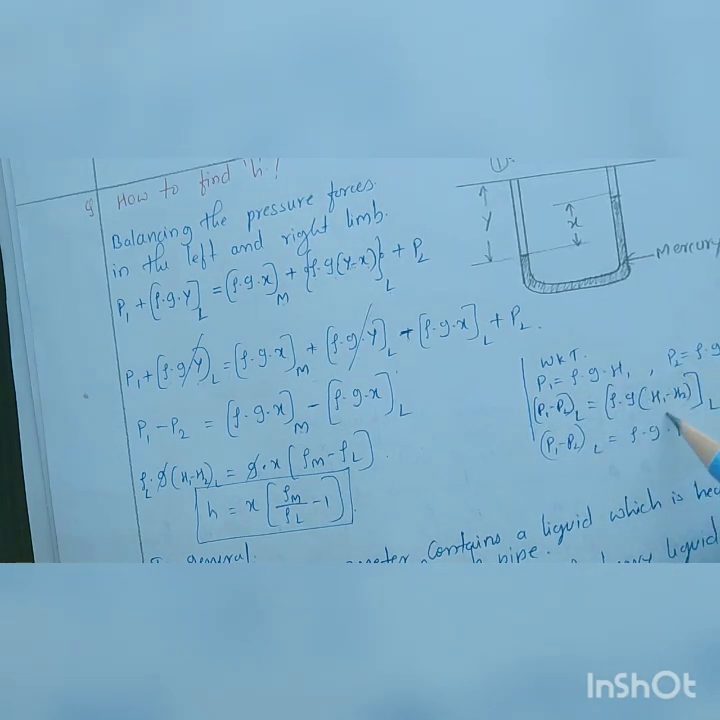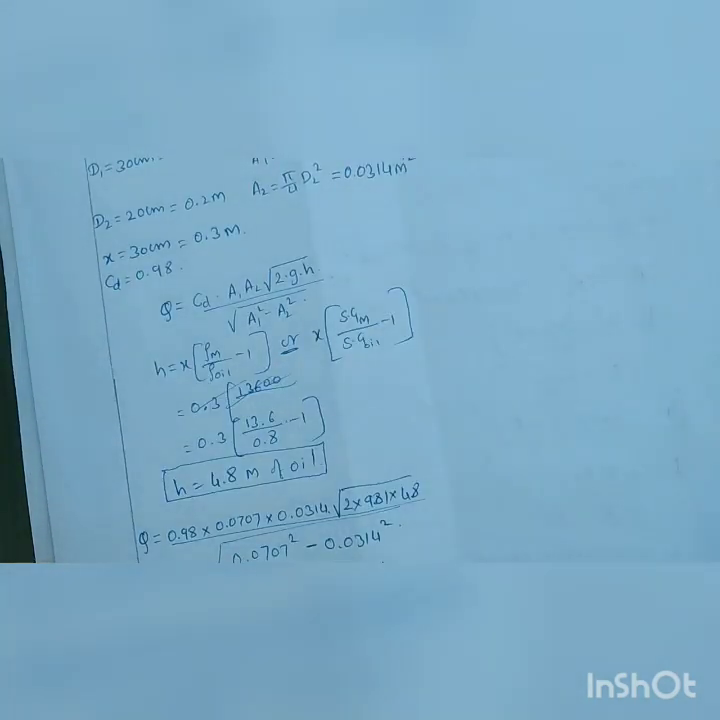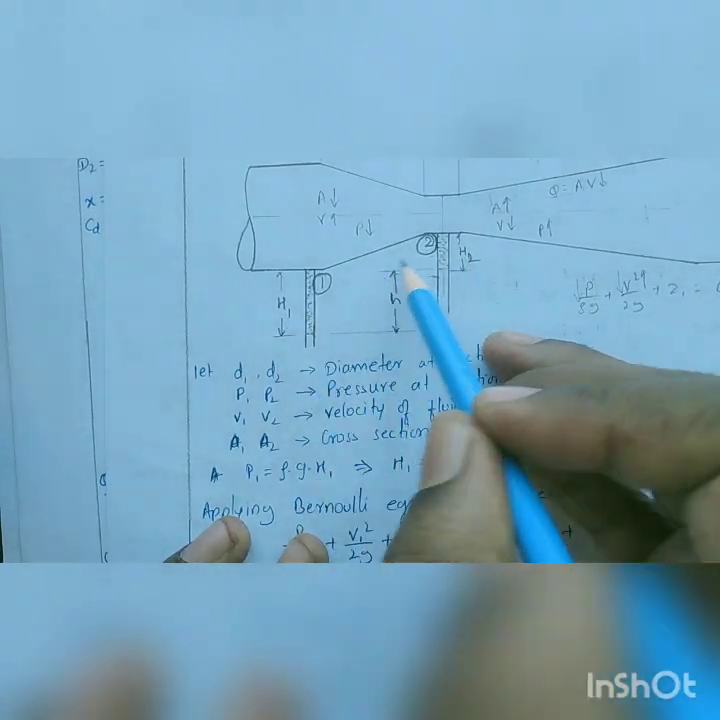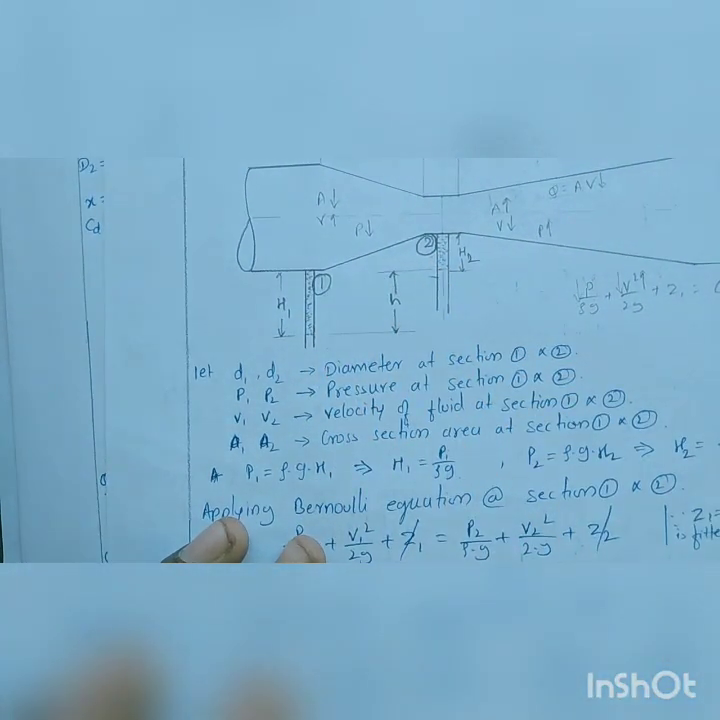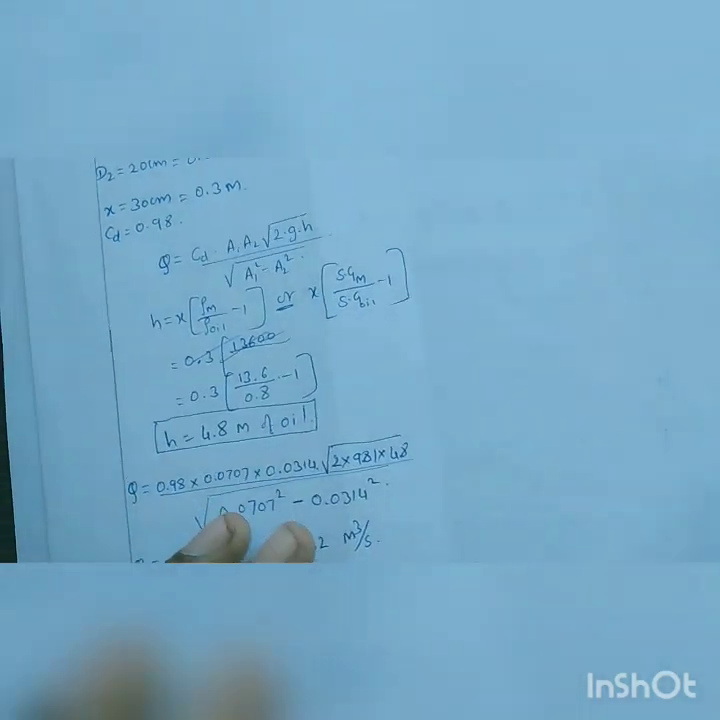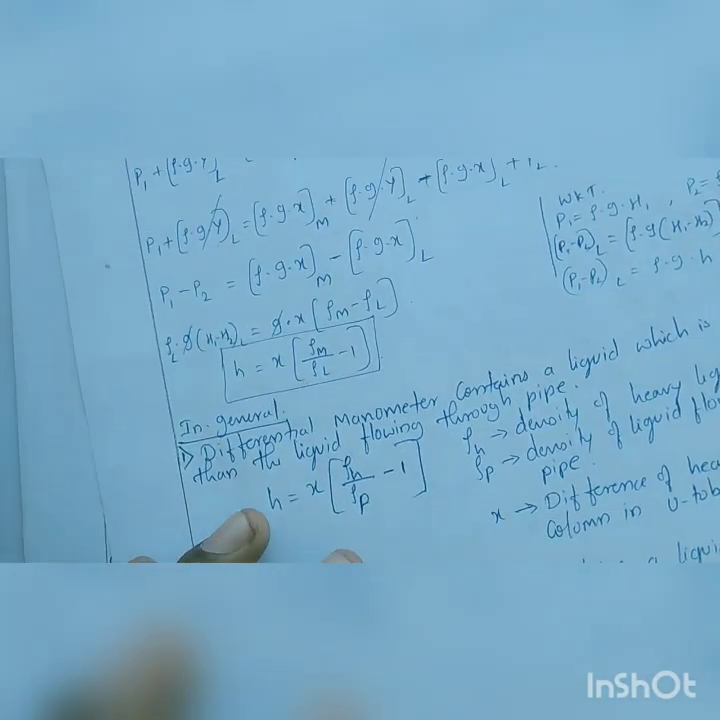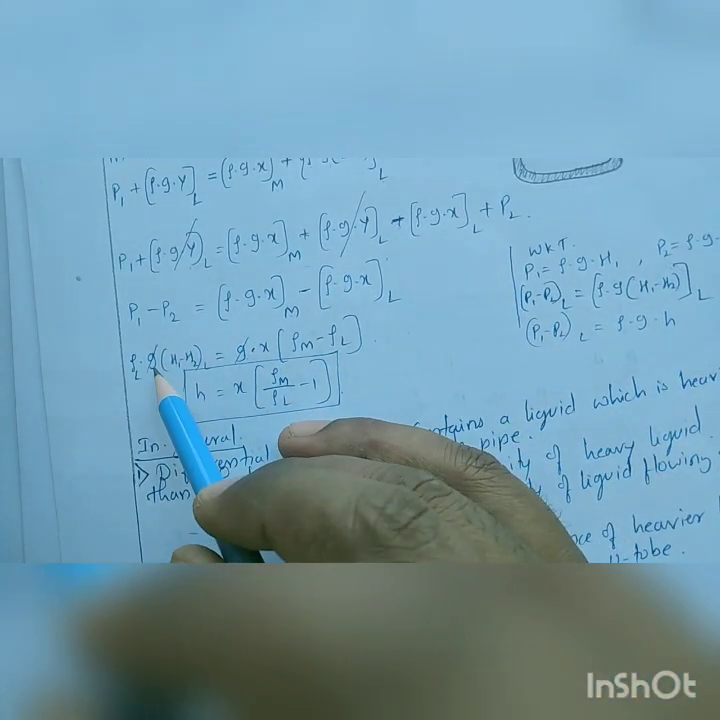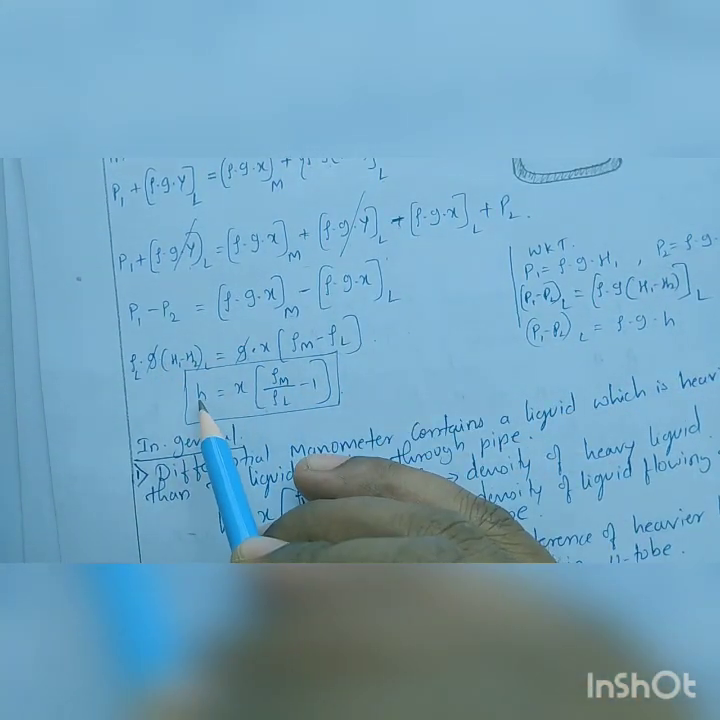What is this h1 minus h2? h1 minus h2 is nothing but the difference of height. Okay, this is h2, this is h1, the difference of this is h. So that's what we are going to find, the expression for that. So when you simplify, we get h is equal to x.